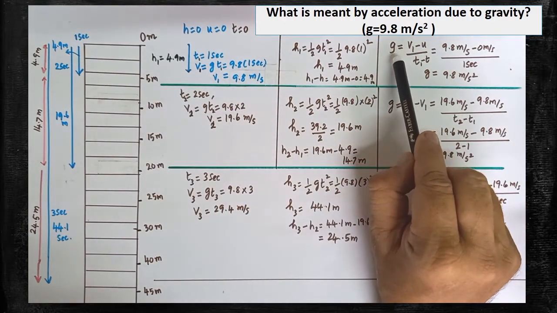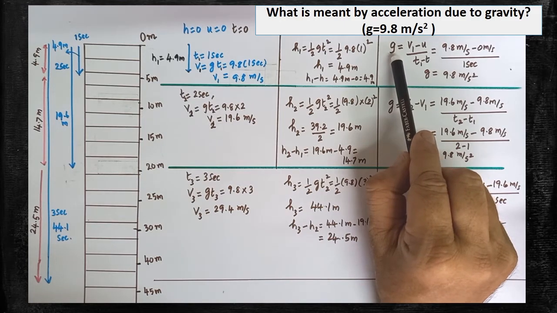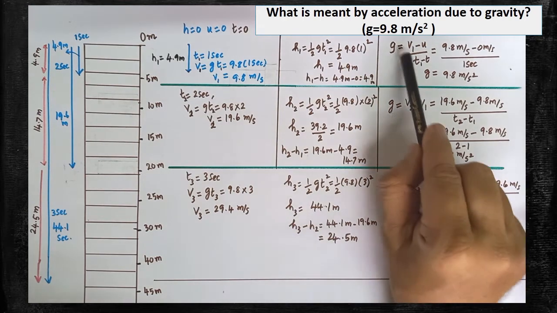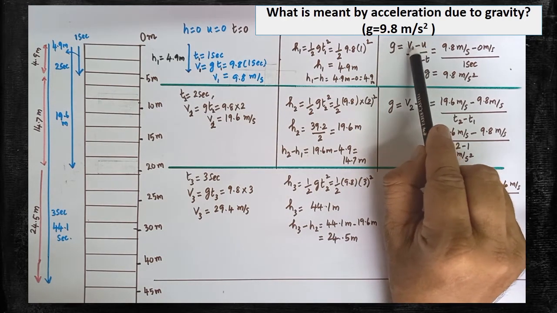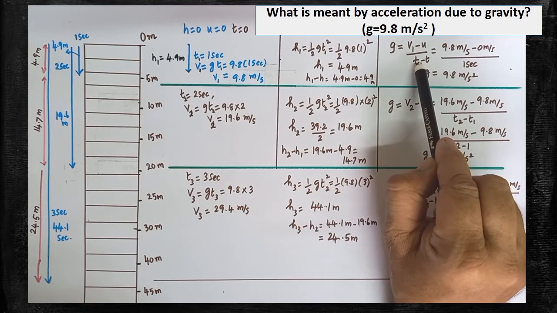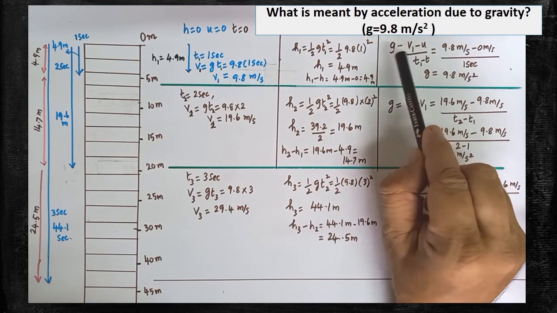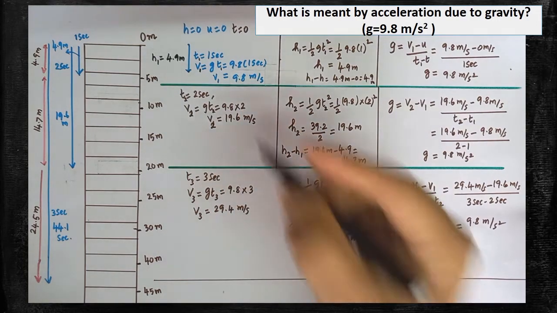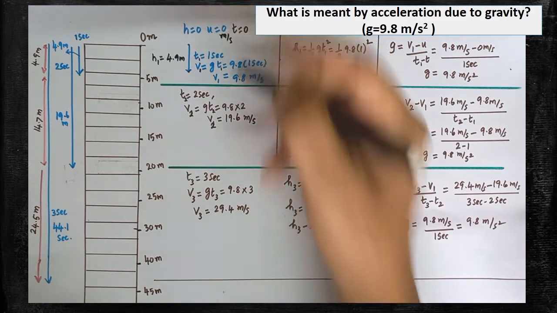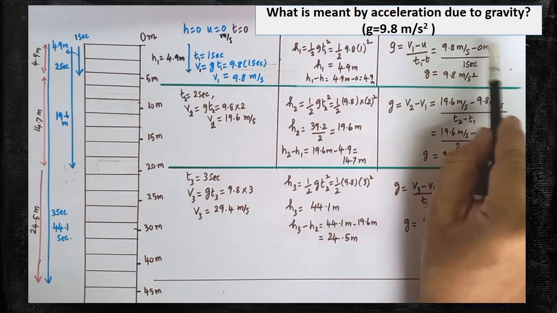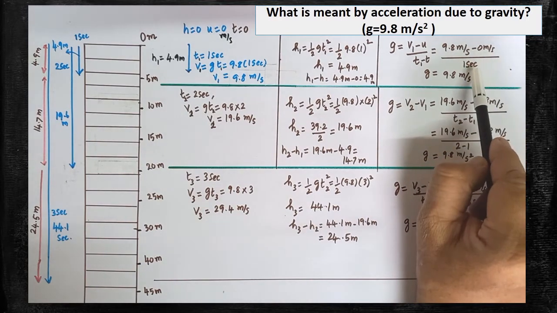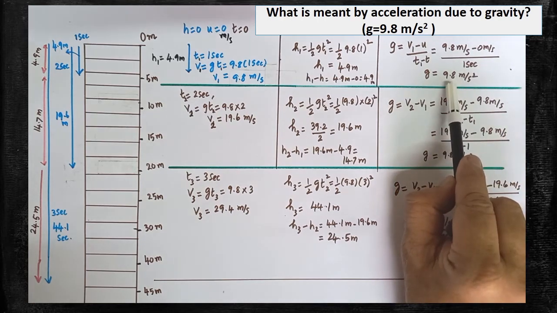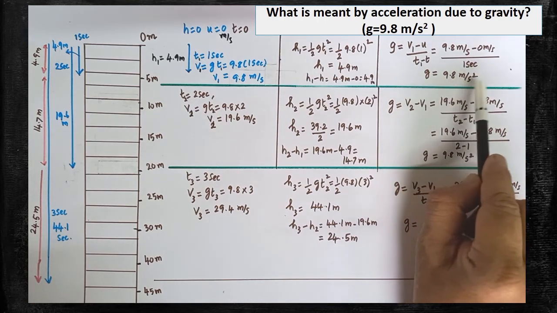Now we are going to calculate the most important thing. What is this? G. Now we have to prove that the G value is constant at each and every moment. G is equal to, what is the formula? Final velocity minus initial velocity divided by the time interval. What is the final velocity here? 9.8. Initial velocity is 0 meter per second. So substitute both. Final velocity minus initial velocity divided by the time difference, which is 1 second. Substitute, and you will get the value of G equal to 9.8 meter per second square.